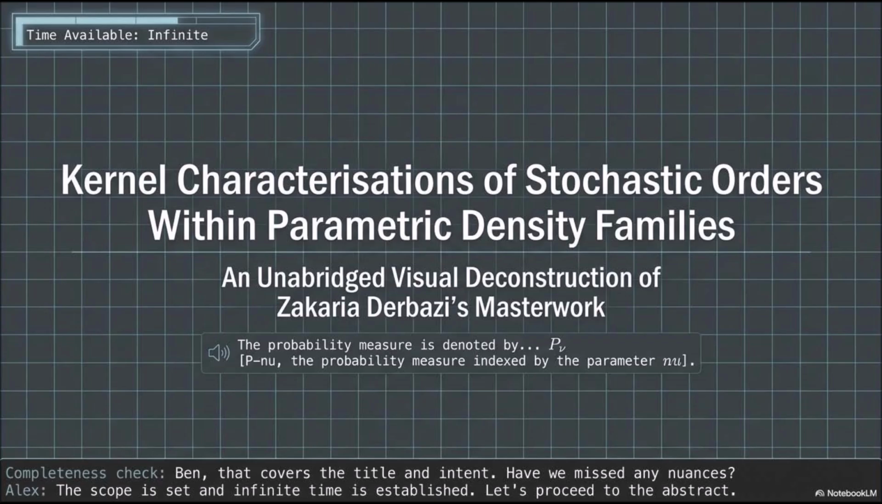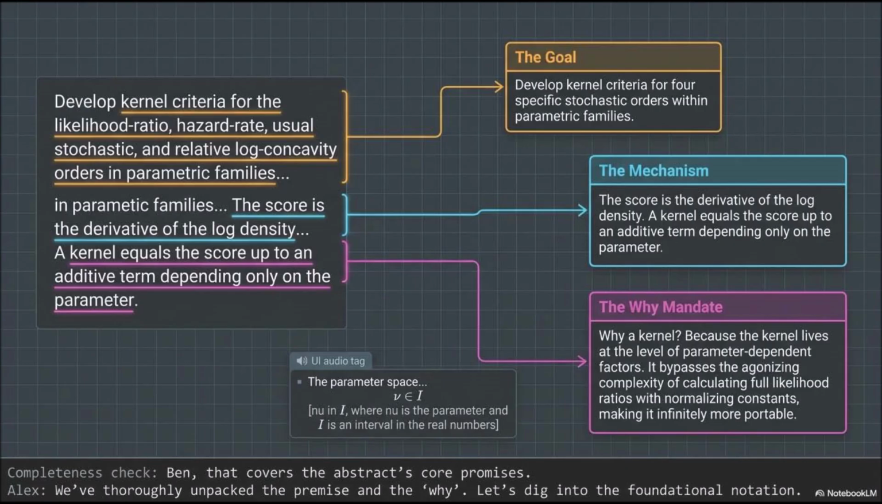The Katz class is a specific family of distributions that includes the binomial, the Poisson, and the negative binomial distributions. A whole family of them. Right. Historically, if an actuary wanted to prove that a binomial distribution was log concave relative to a Poisson distribution, it involved incredibly tedious brute force algebra. But with Derbazi's unified path kernel approach, you simply look at their coefficient ratios.